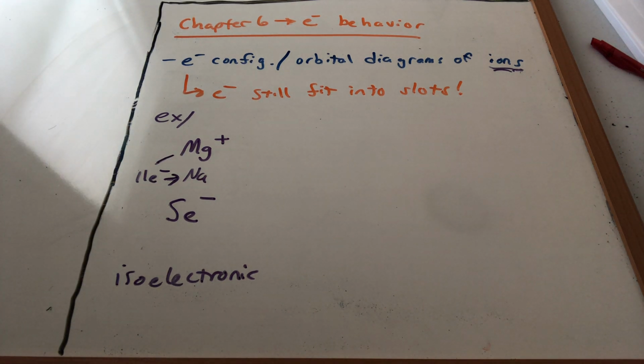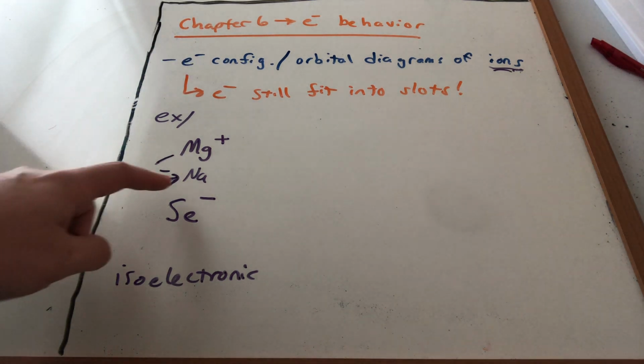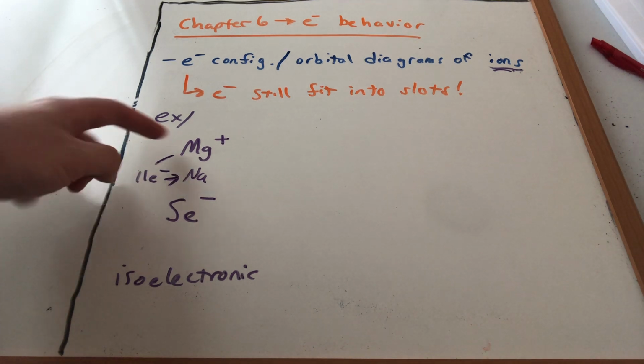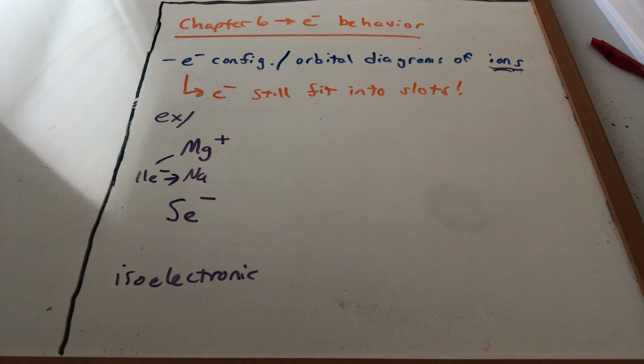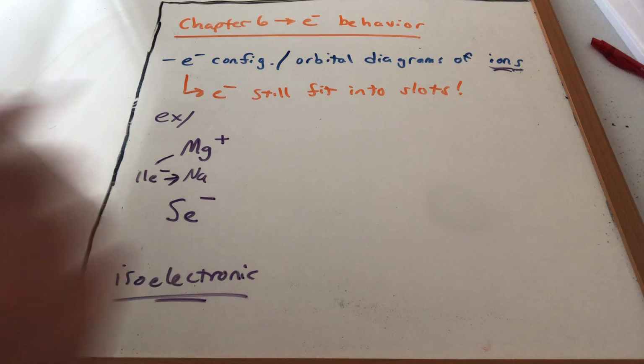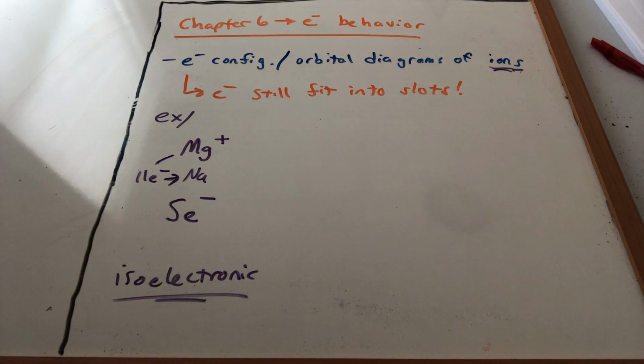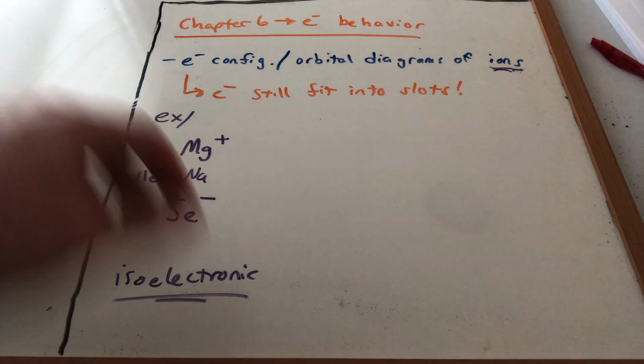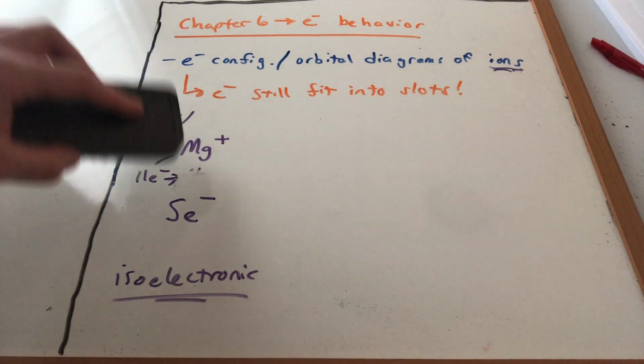Now, why is that important? Because the electrons are going to fit in a slot. So if you can write Na, it is the same as Mg+: the orbital diagram, the electron configuration, all of that. Because they're isoelectronic, if you can write Na's orbital diagram, which you definitely can do, it is the same as Mg+, okay?